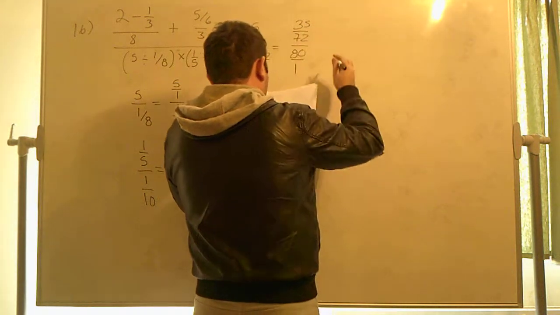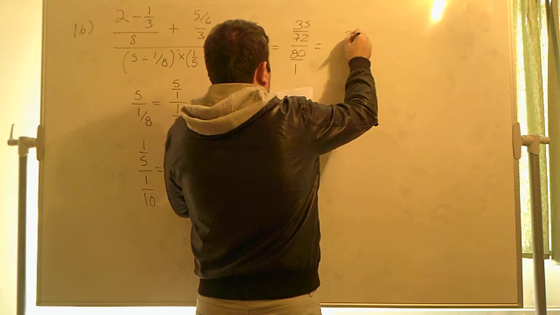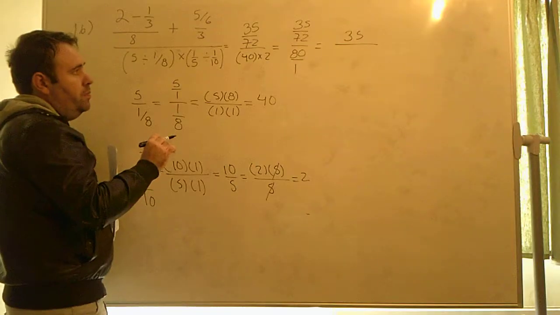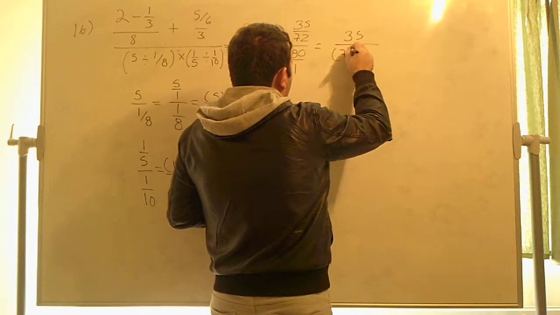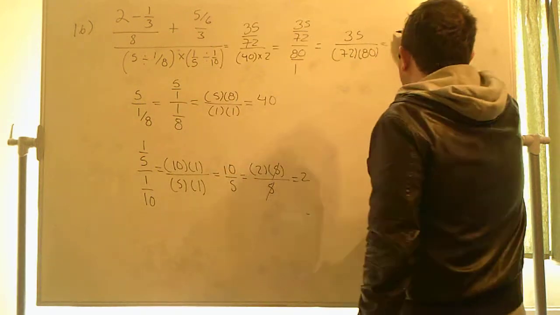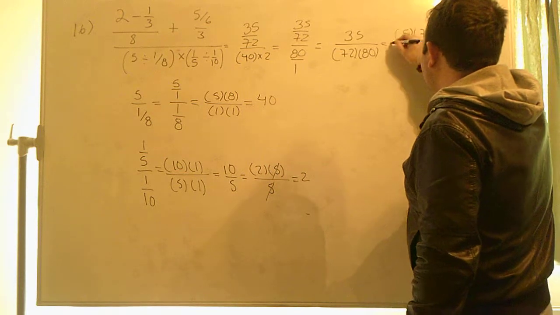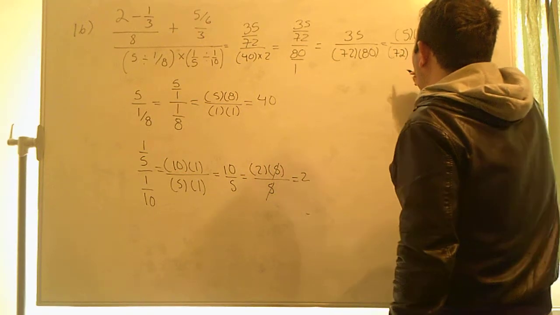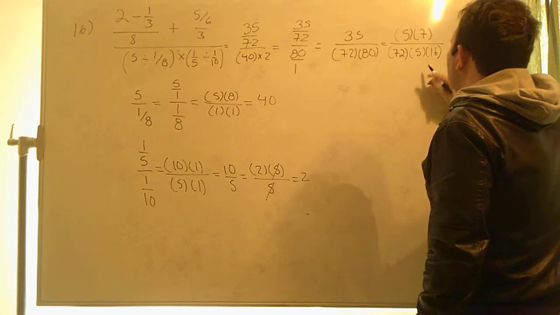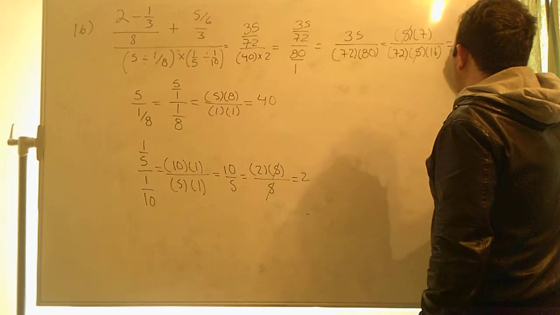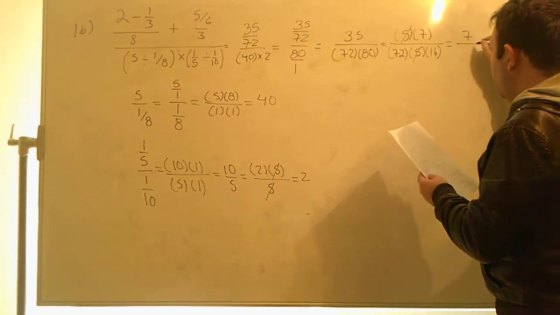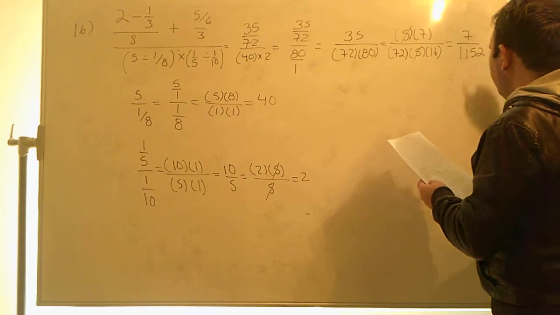So this would be 35 up here, yeah, because it's 35 times 1. And then 72 times 80. But it turns out that 35 is equal to 5 times 7, and that 80 is equal to 5 times 16. So we can simplify by dividing 5 by 5, and then the final result would be 7 divided by 152.